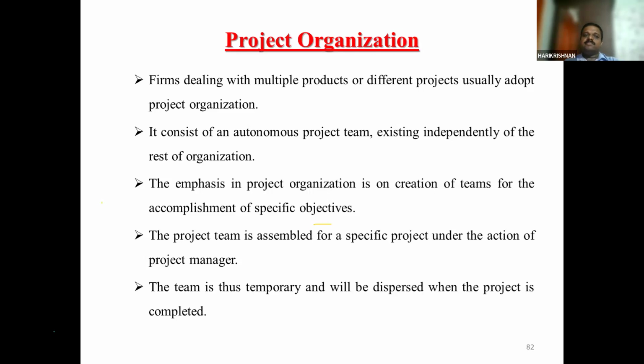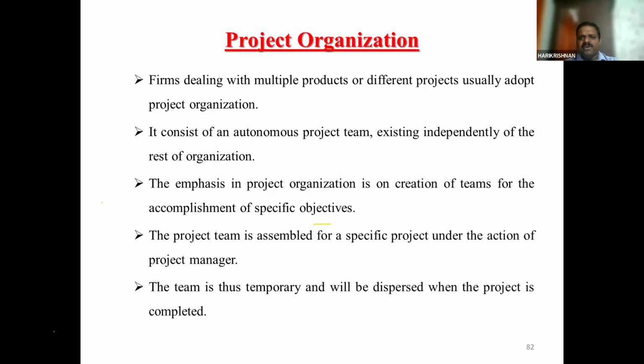So the firms dealing with multiple products or different projects usually adopt project organization. It consists of an autonomous project team existing independently of the rest of the organization. The emphasis in project organization is the creation of teams for the accomplishment of specific objectives. The project team is assembled for a specific job under the action of a project manager. The team is thus temporary and will be dispersed when the project is completed.